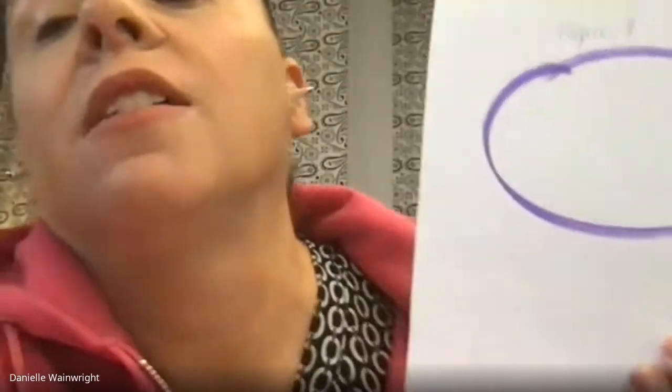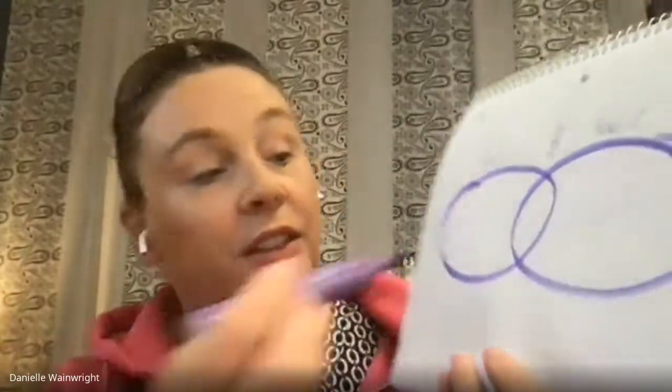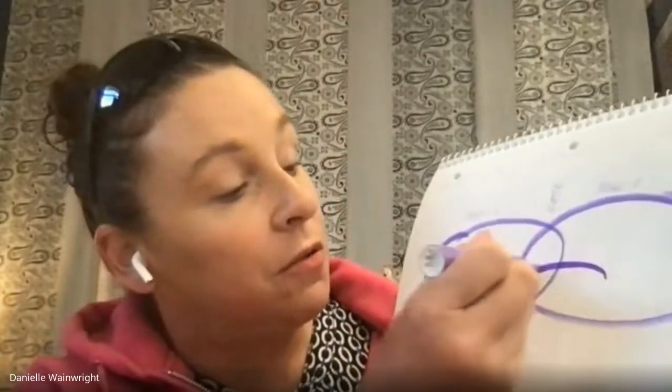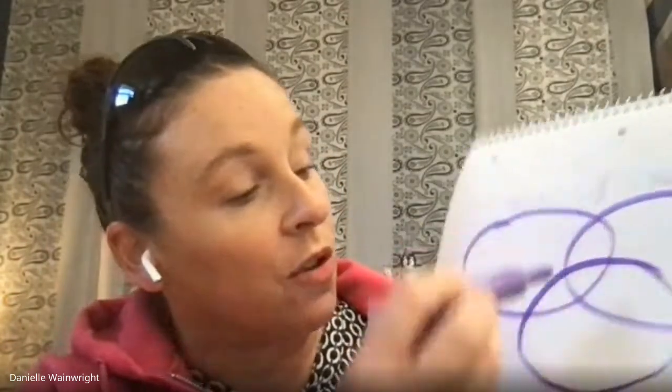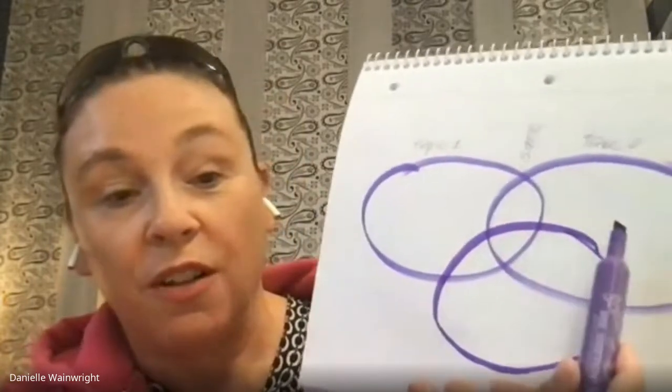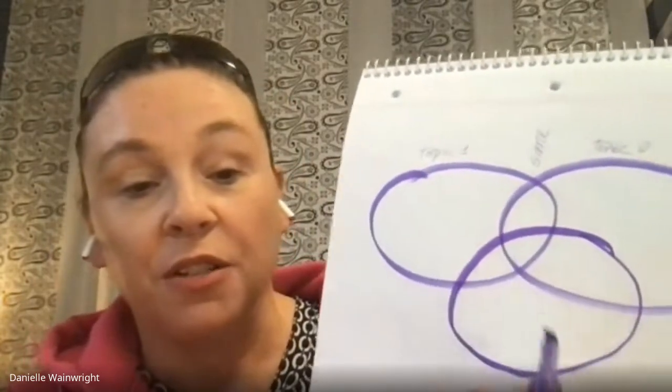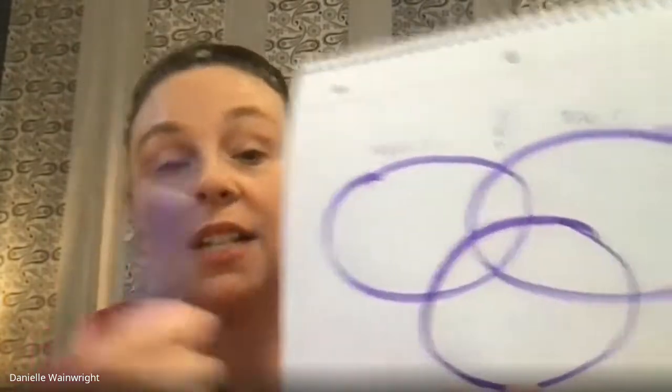You can also do Venn diagrams that are very complicated. They're not that complicated, but if you want to do 3 or more things, you can draw a third circle. So topic 1, topic 2, topic 3, and then where they all meet. So that's one way. Those only really work if you're comparing and contrasting. Okay. So if that's not what you're doing, don't do a Venn diagram.